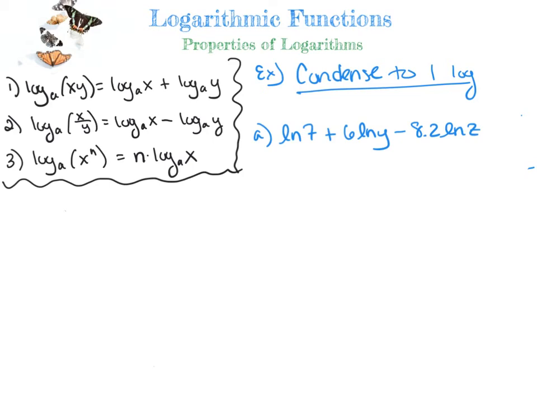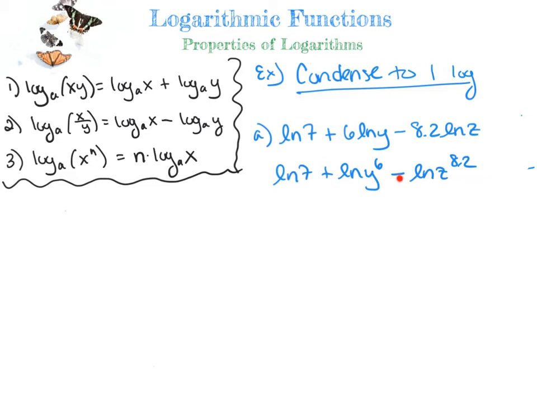Okay, just like the last problems, the first thing that we need to get rid of is the last thing that we did on the last problems. So if we're going the other direction and we're condensing, we need to move these coefficients up and make them exponents so that then we can use rules 1 and 2 for truly condensing multiple logarithms into a single log. So that will look like this. ln of 7 plus ln of y to the 6th power minus ln of z to the 8.2.